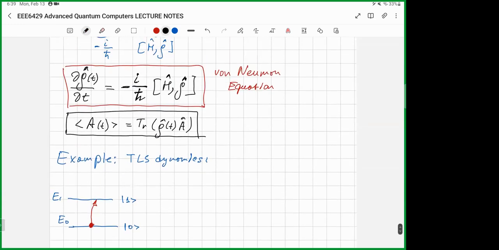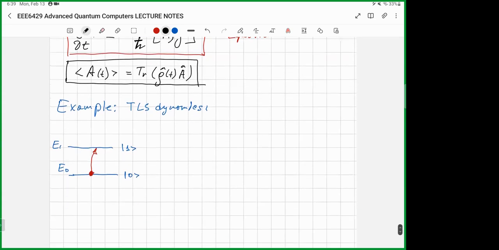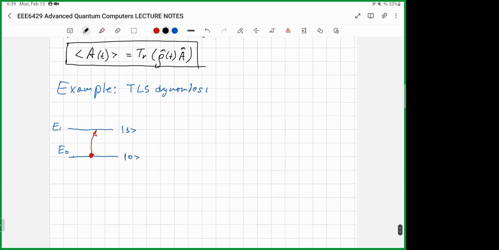So to use this von Neumann equation, we need to start with the Hamiltonian. So let's come up with the simple Hamiltonian of this simple system. And we already discussed that the Hamiltonian of the system in the energy representation is just the matrix with the energy of the ground state, then 0 here, 0 here, and then the energy of the excited state, right?